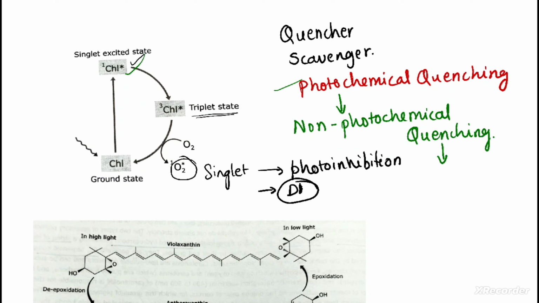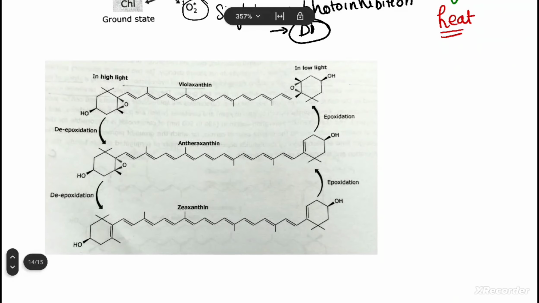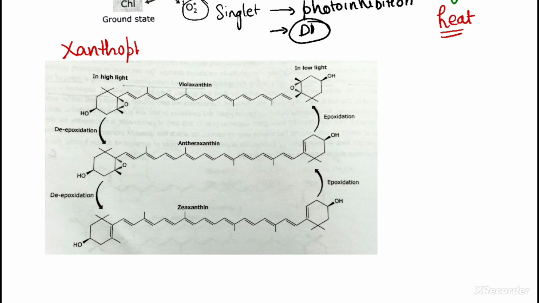So here what will be released is heat. Rather than damaging those cells, the excess energy will be dissipated as heat. This dissipated excess light energy is achieved by something called the xanthophyll cycle. Okay, so there is something called the xanthophyll cycle that occurs.